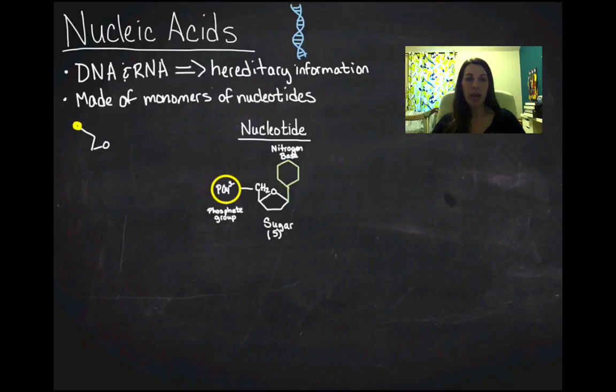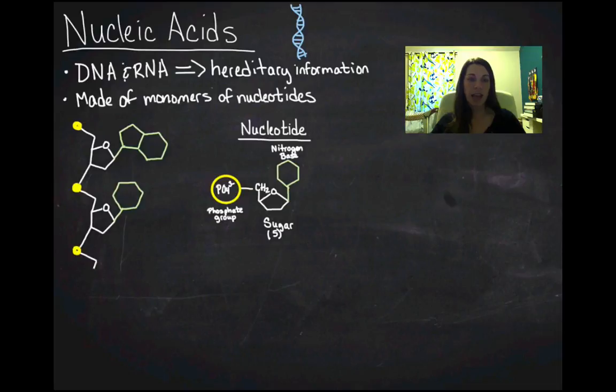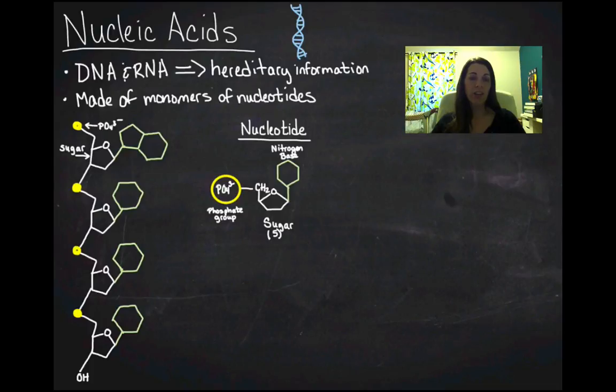So let's look at the basic structure of DNA. In DNA, you're going to have a yellow phosphate group attached to a white sugar, right? So yellow, white, yellow, white, yellow, white. Basically I have this backbone going down the sides that's phosphate, sugar, phosphate, sugar, phosphate, sugar, phosphate, sugar. And then hanging off the sides, you end up getting the nitrogen bases.